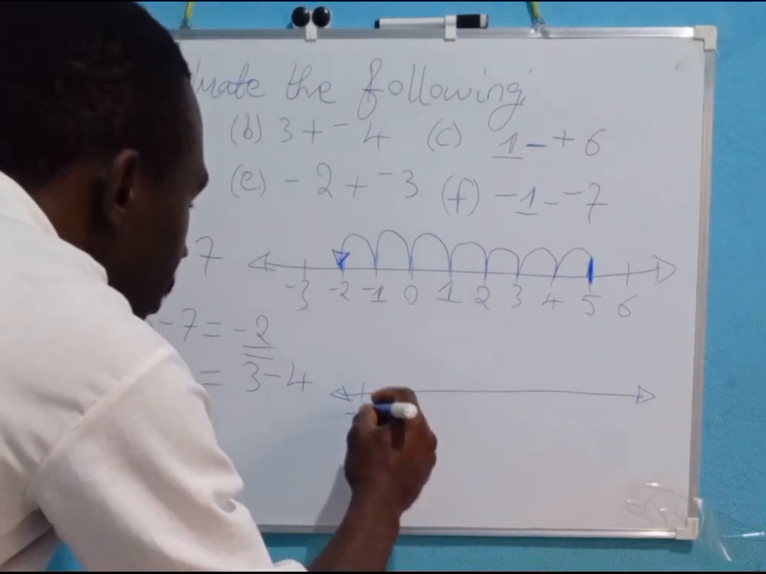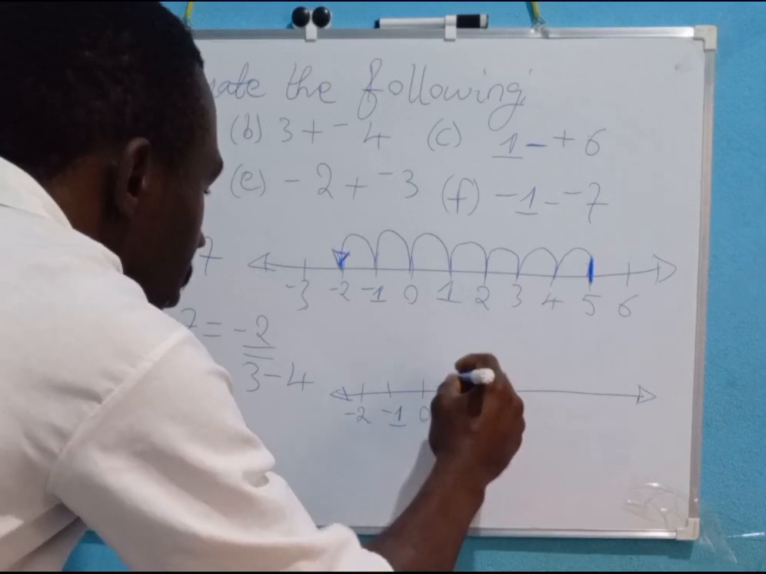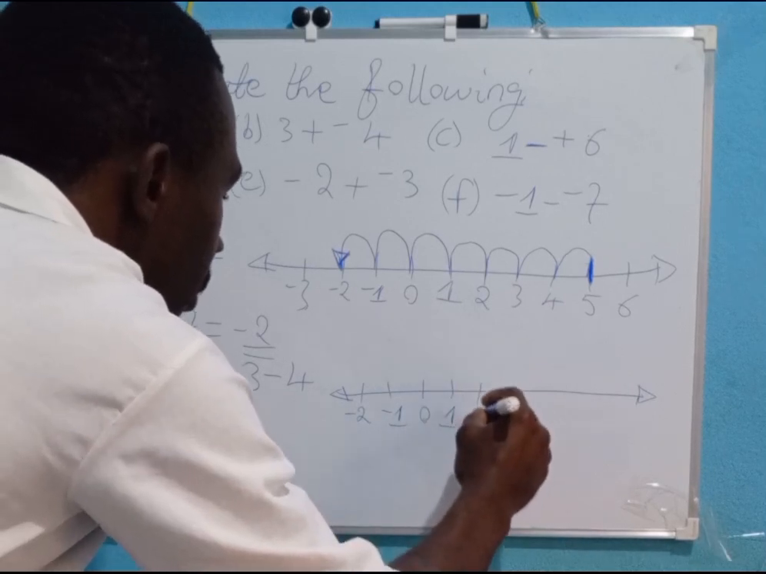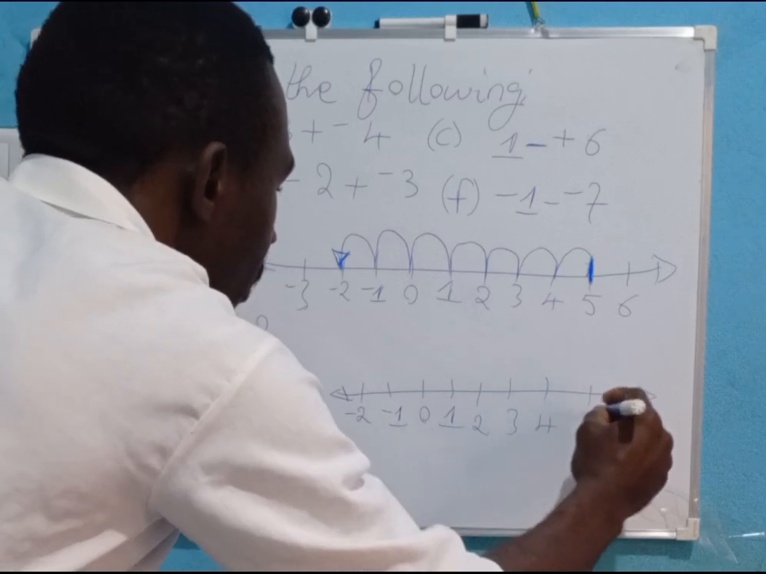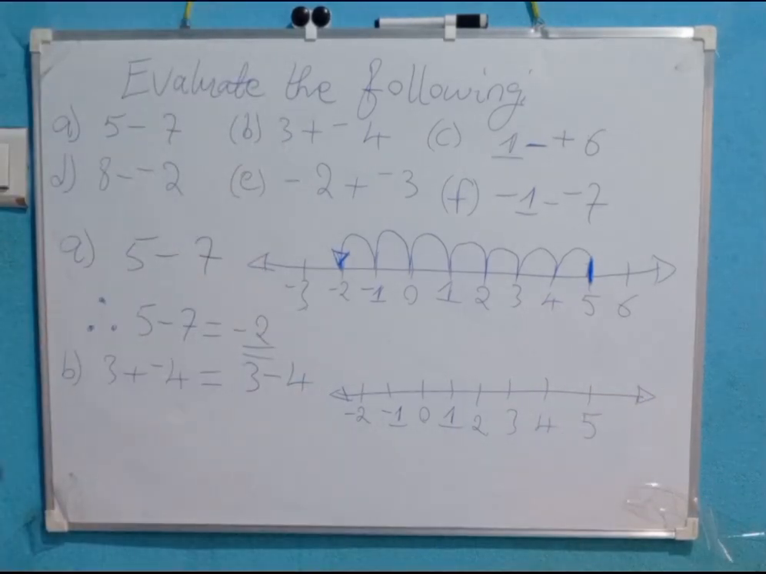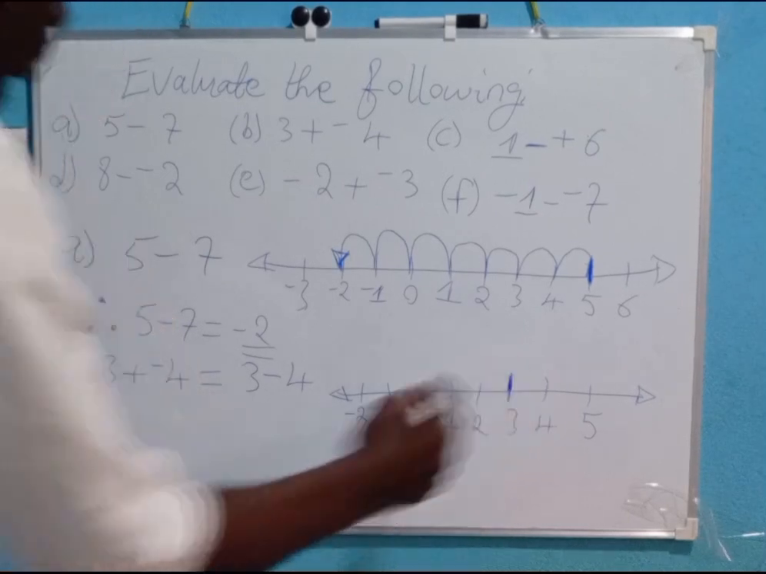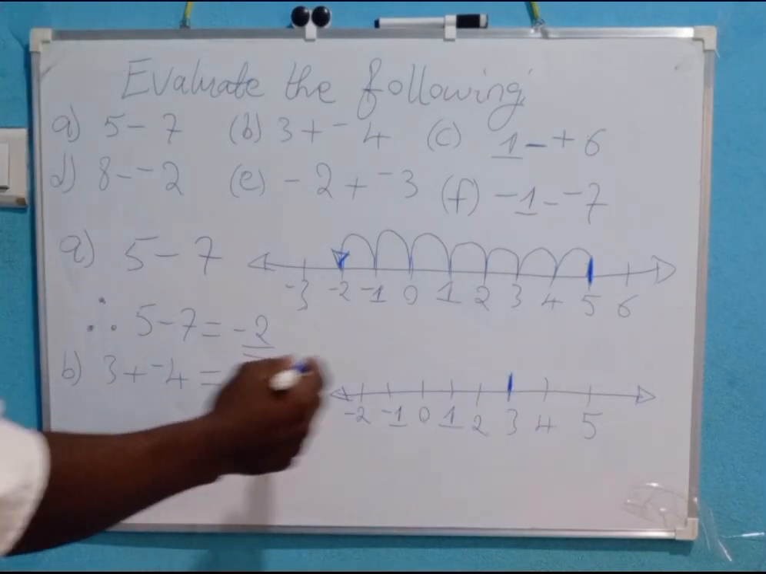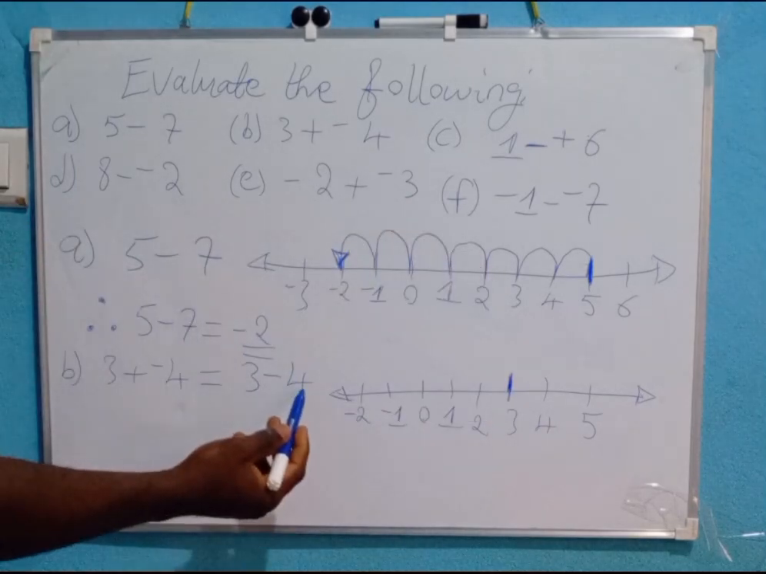Start from -2, -1, 0, 1, 2, 3, 4, 5. The first number is 3. Indicate this is the first number. The operation sign is minus. That means we are moving to the left. If the operation sign was addition, then we would move to the right-hand side. The second number is 4.